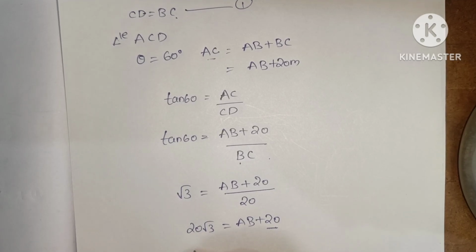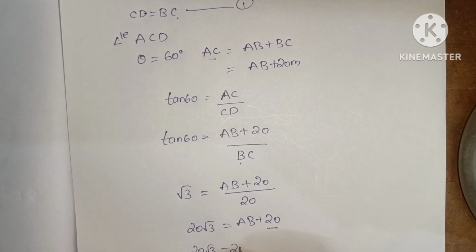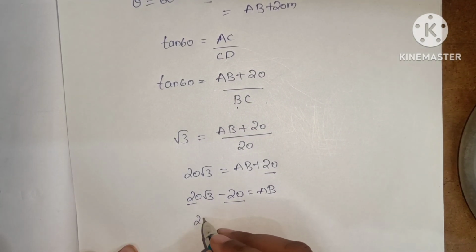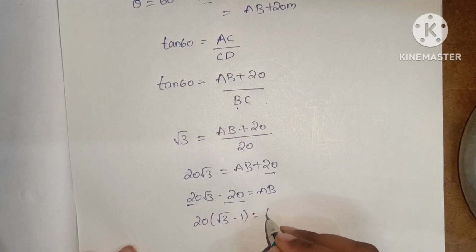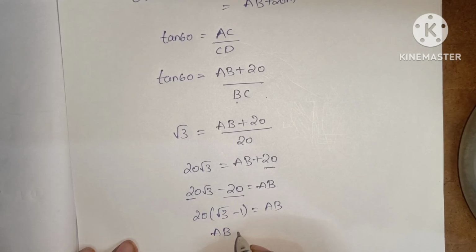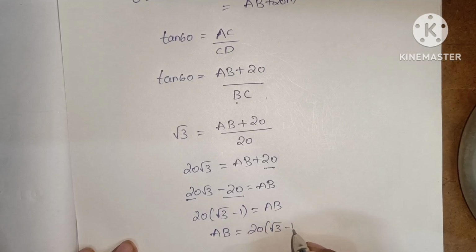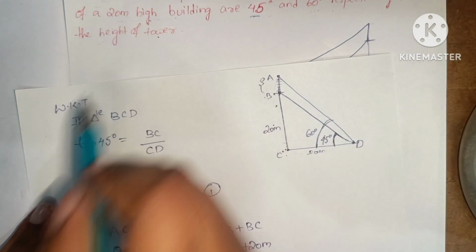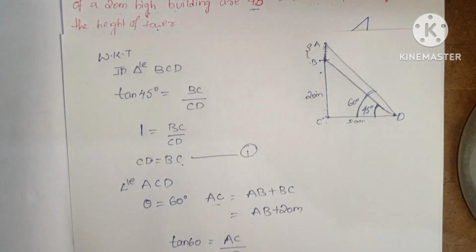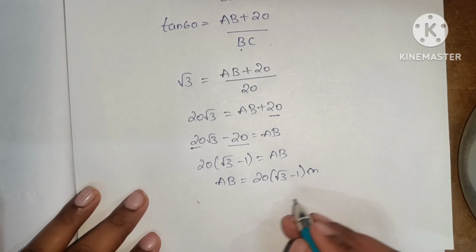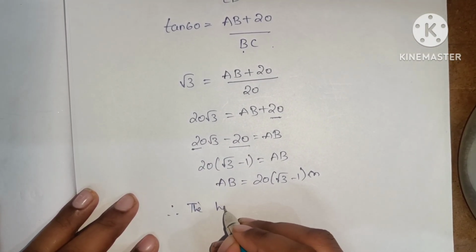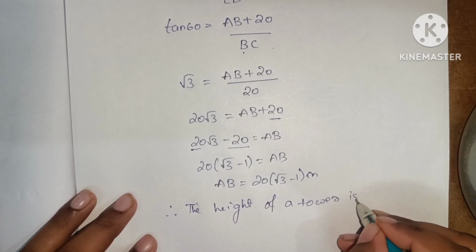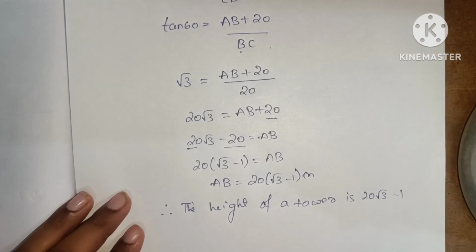Now transpose this to the left side: 20 root 3 minus 20 equal to AB. From these two, what was common? 20. If you take out 20, root 3 minus 1 equal to AB. That means AB equals 20 into (root 3 minus 1) meters. So AB is nothing but the height of the tower. The tower height is 20 into (root 3 minus 1).